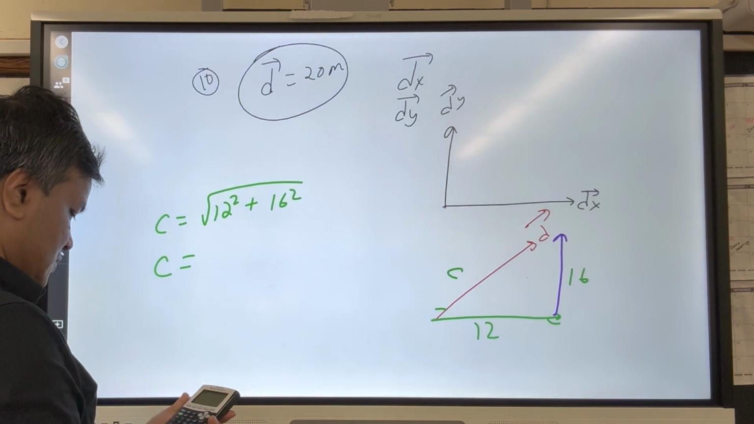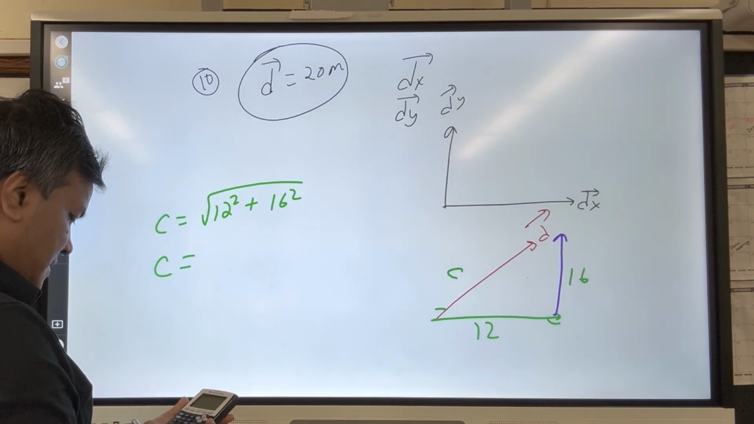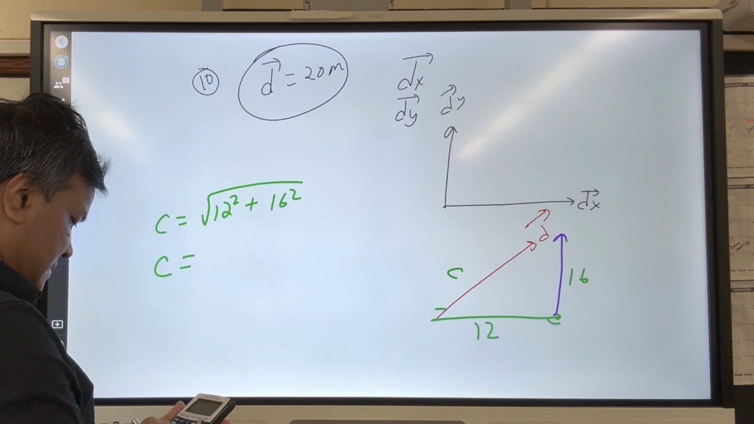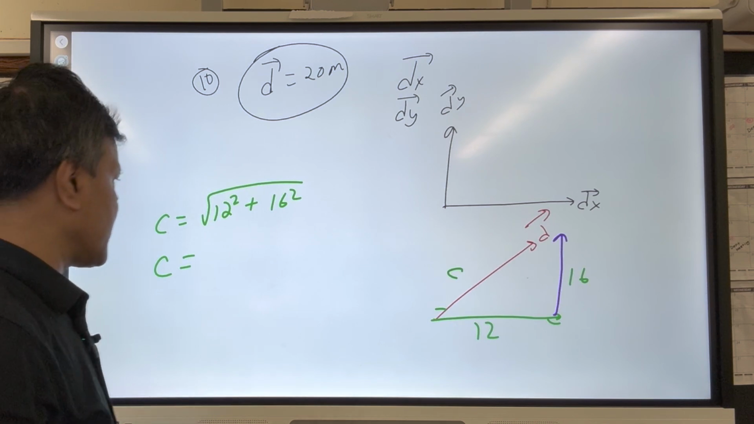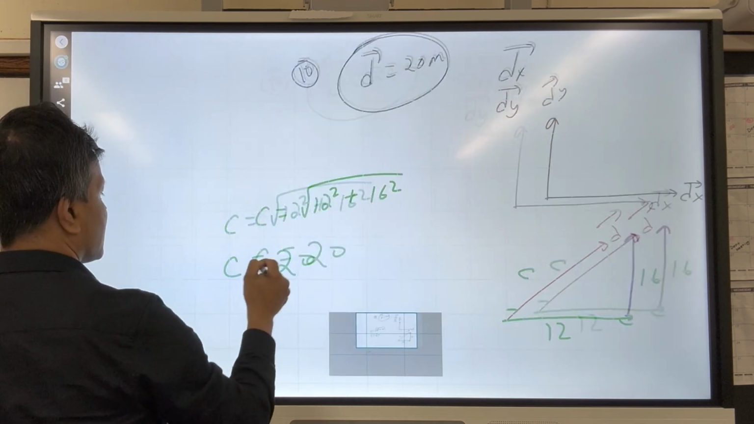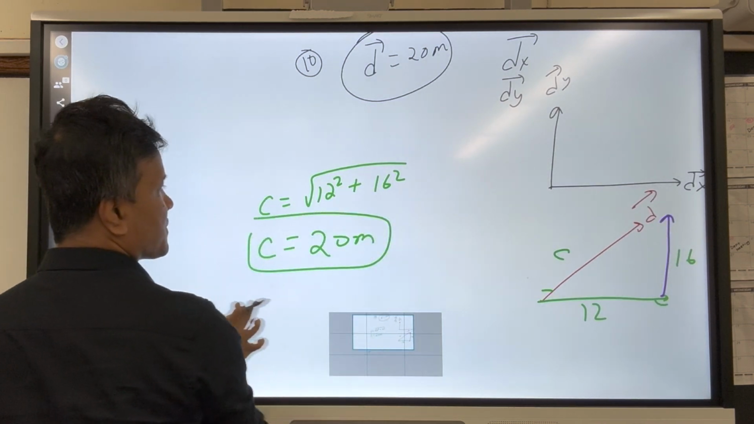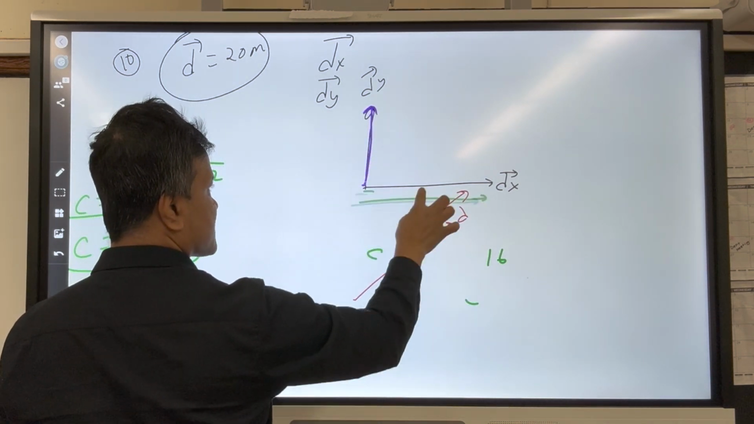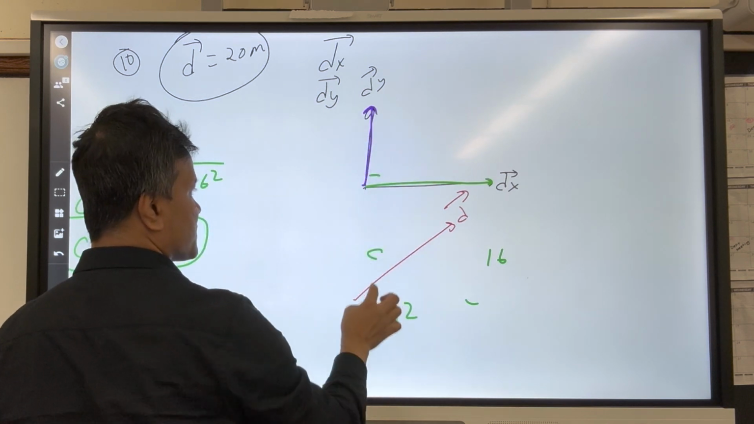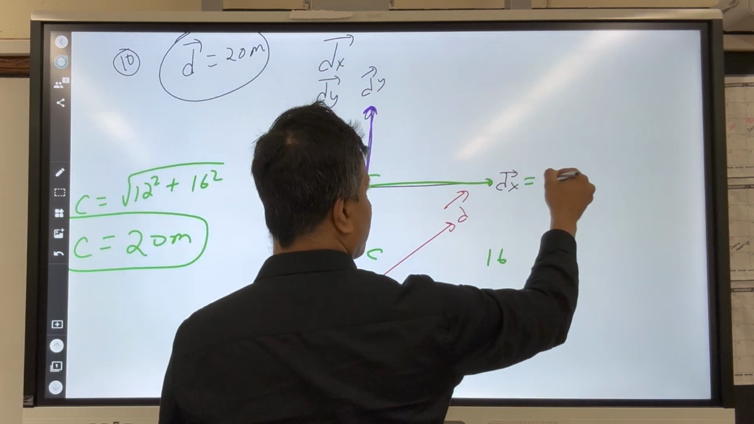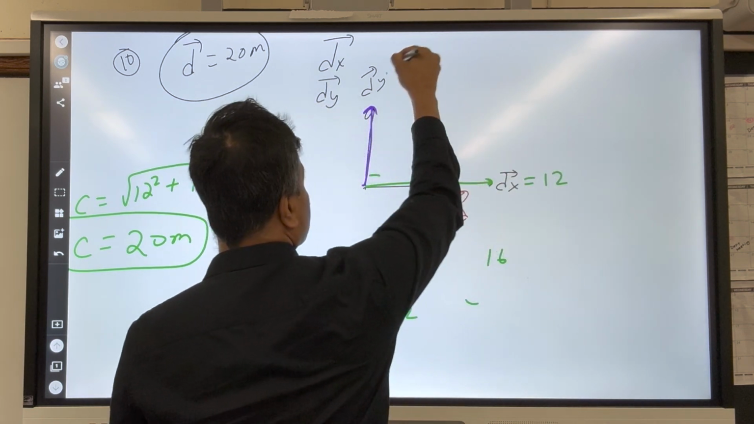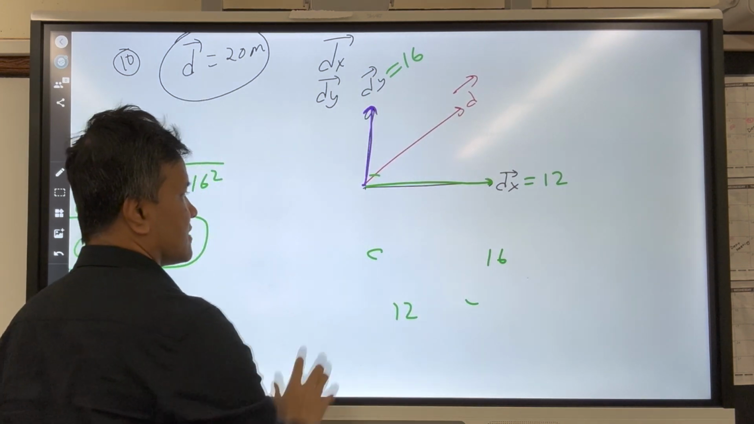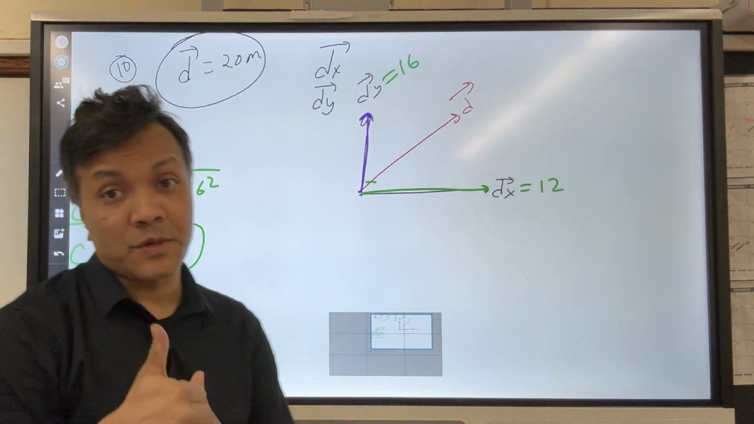12 squared plus 16 squared, and that gives you 20. Yep, 20. So this is 20 meters, right? So this is how you're going to do it. I'm going to put them back. So this is dy, this is dx. They are perpendicular to each other, right? This is 20, this is 12, this is 16. This can be 16 too, and this is the resultant. All right, okay, and that was problem number 10. Now we're going to do problem 11.